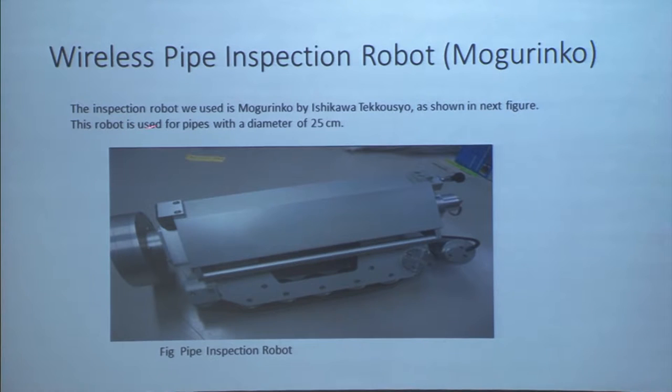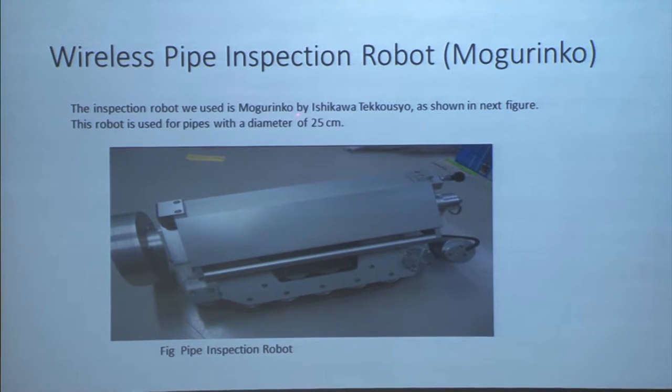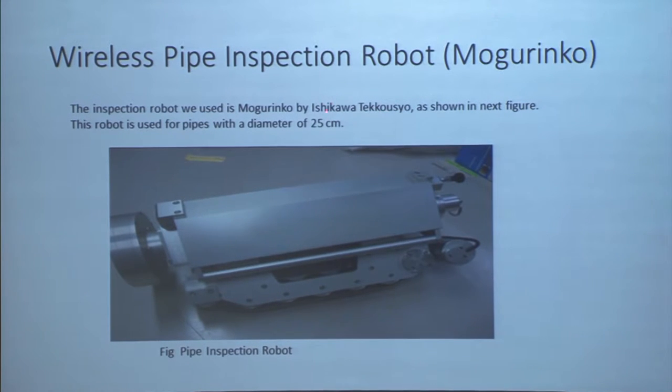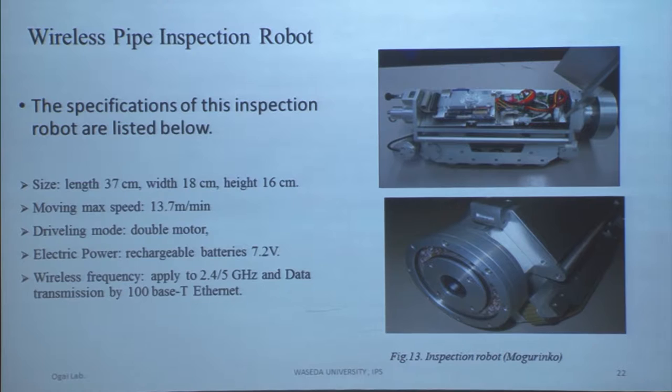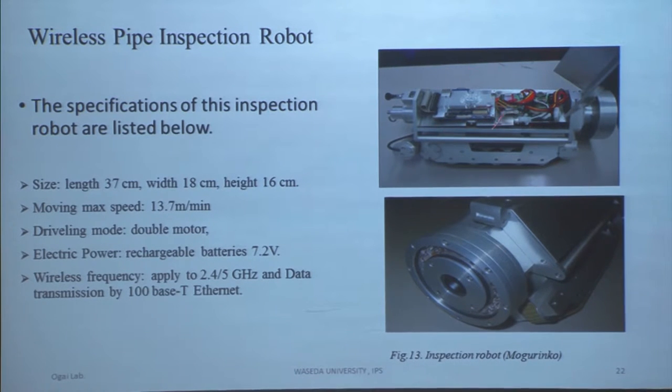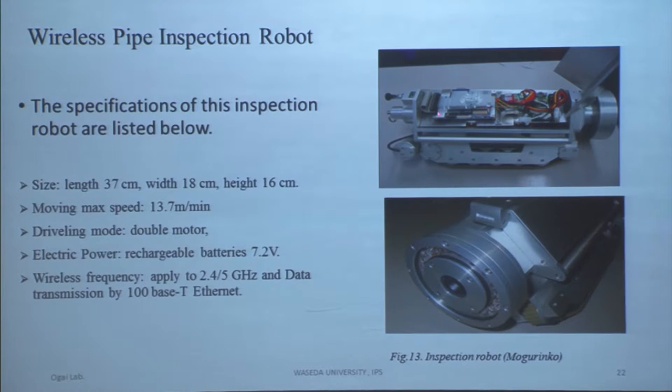And the inspection robot was used. This is Mogurinko, made by Ishikawa Tekkosho, a company in Kitakyushu. And this robot is used for pipes with a diameter of 25 centimeters. Inside here, this is a similar part we use. This is a PC, a VIA Taiwan PC, and some parts, and we use some network module and so on.